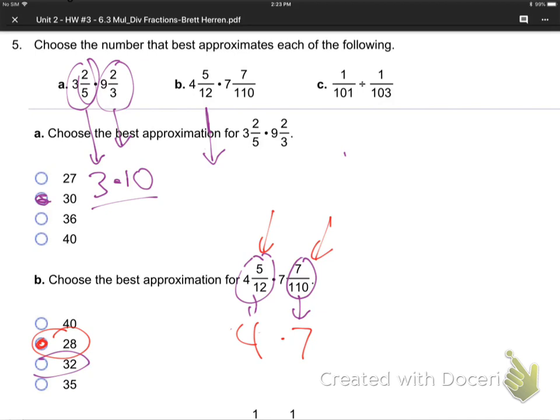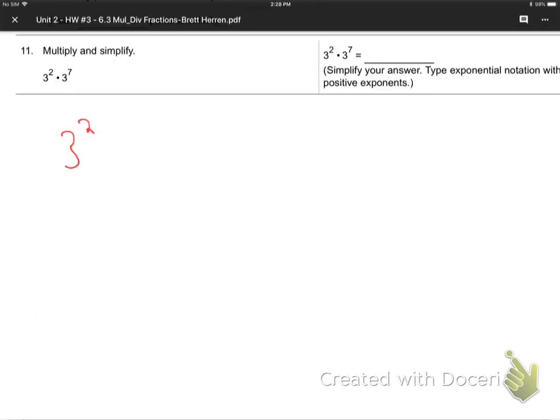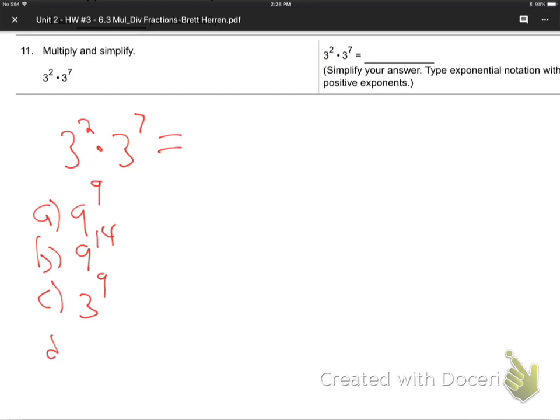Oh, no. Bless you. Let's do this one. 3 to the second times 3 to the seventh. So this wants you to simplify. Does anybody remember the rules of powers? Just a little brush up on the rules of powers. What's that equal? How about I give multiple choice? 9 to the 9th, 9 to the 14th, 3 to the 9th, 3 to the 14th, none of the above. That's a 14 there.